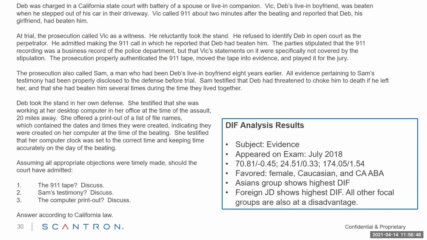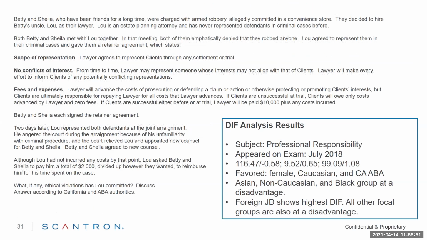So we'll look at just a couple more. This one is about Betty and Sheila. Chaitali? Yeah, so this one is on professional responsibility, appearing on July 2018, favoring females, Caucasians, and CA-ABA again. Groups that were found to be at a disadvantage were Asians, non-Caucasians, and Black/African American community. Foreign JD also showed highest diff for this item, and other focal groups from school type were also found to be at a disadvantage. Great, thanks.